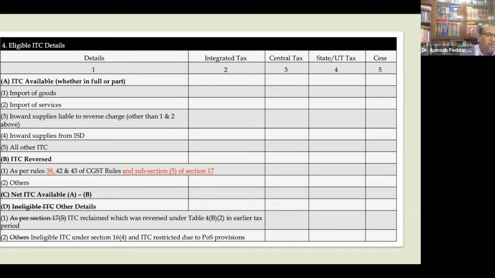And therefore, it is very, very important for all of us to understand one clarification which they have given in para 4.4 of the circular 170. This says it is clarified that reversal of ITC of ineligible credit under section 17(5) or any other provision of the CGST Act and rules made thereunder is required to be made under table 4B and not under 4D of form GSTR-3B. So any reversals, any ineligible credit which needs to be reversed, पहले आप उसको 4B में दिखाएंगे, ना कि आप उसको 4D में दिखाएंगे.